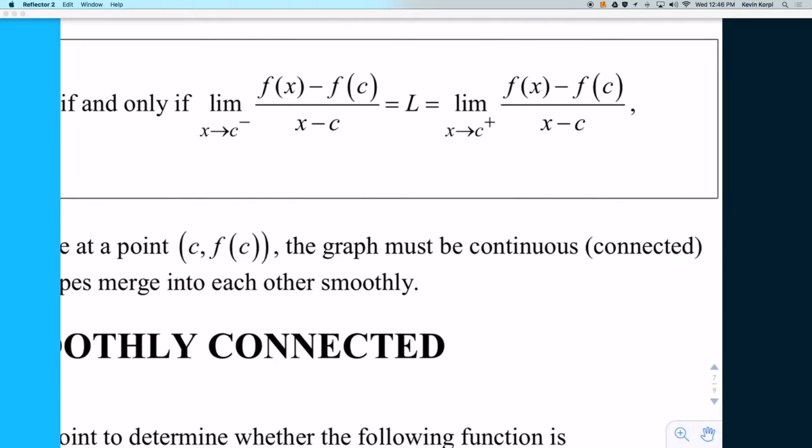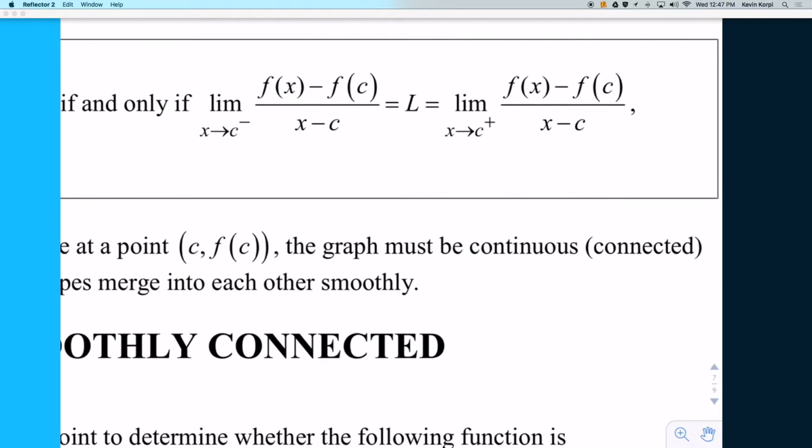This is the limit as x goes to c from the left and the limit as x goes to c from the right, both equal L. But what are we taking the limit of in both cases? We're not taking the limit of f of x because that just looks at the y values. Not the derivative, not Dairy Queen, difference quotient. If we look at the difference quotients, and notice it's the alternate form, right?